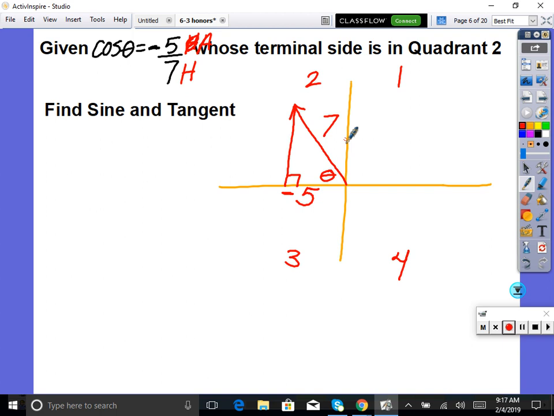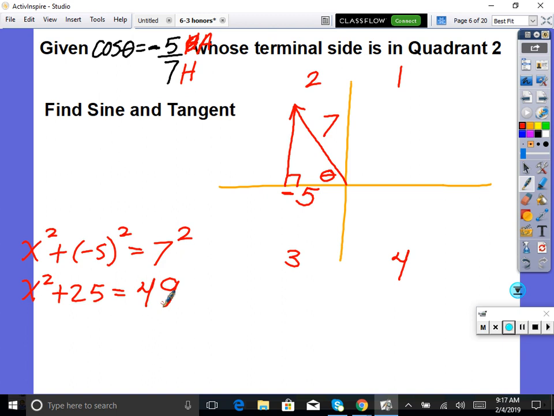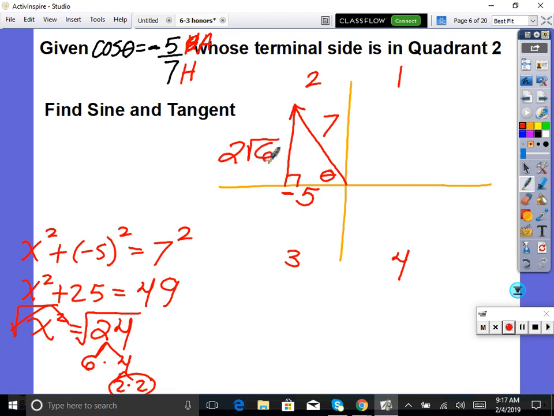Okay, so now we'll find the sine, but first of all, we have to hurry and find this side. So wouldn't it be true that we do x squared plus -5 squared equals 7 squared? X squared plus 25 equals 49. So then we'd subtract 25. X squared equals 24. So then we'd square root both sides. Now everyone, decimals are not acceptable, so we do it by hand. 6 times 4, 2 times 2. So isn't it 2 root 6? Yeah. 2 root 6 is this side.